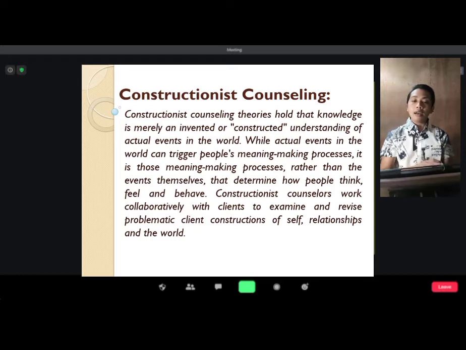The work of the constructionist counselors is to collaboratively engage or work with the clients to examine and revise the client's construction of the self, kung paano niya iintindihin ang sarili niya, and his relationship with the world. Kumbaga, na-problema siya.